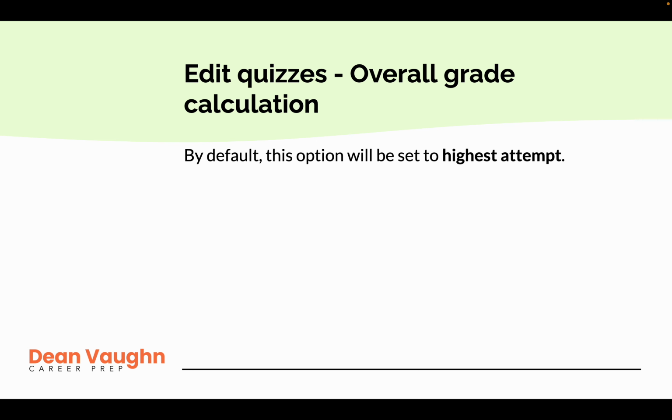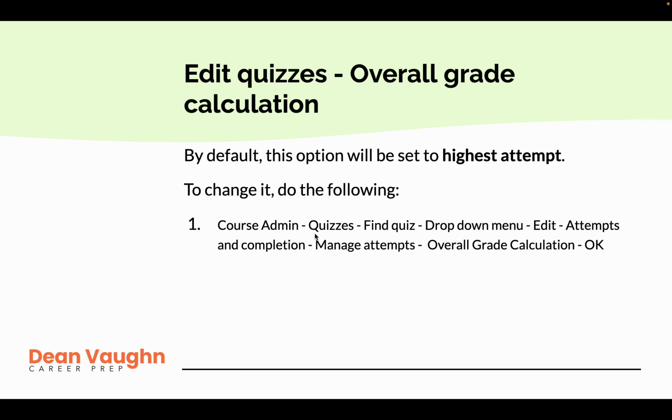The overall grade calculation setting for this quiz will decide which of these attempts counts towards the final grade for that quiz. So it can be the highest attempt. So their highest score is their final grade for that quiz. It can be the lowest attempt. Let's say the lowest of these 3 attempts, lowest grade counts towards the final grade or is the final grade. You can have the average of all attempts. There's also first attempt and last attempt. So by default, the setting will be highest attempt for Dean Vaughn quizzes, but of course you can also change that for each individual quiz.